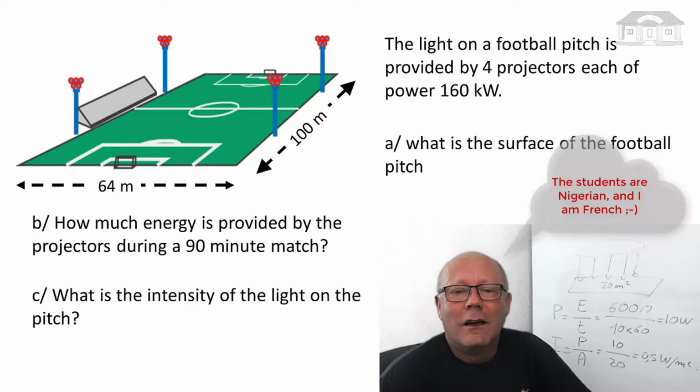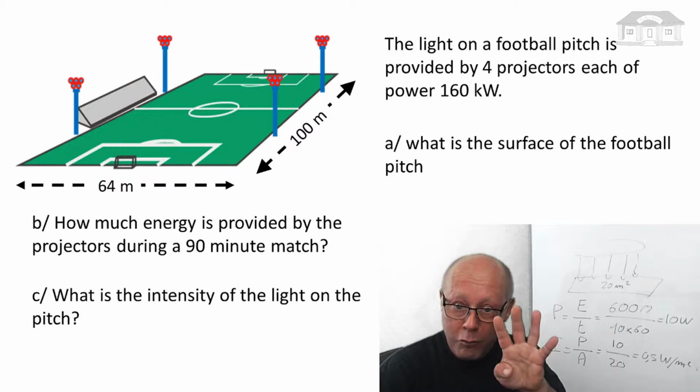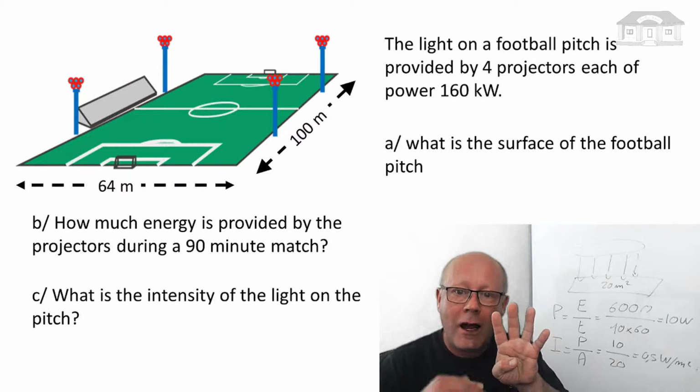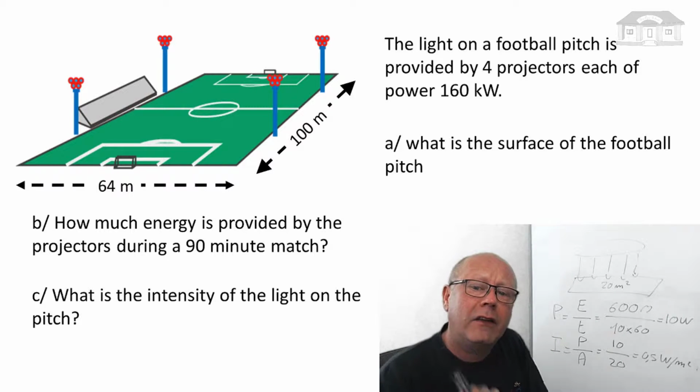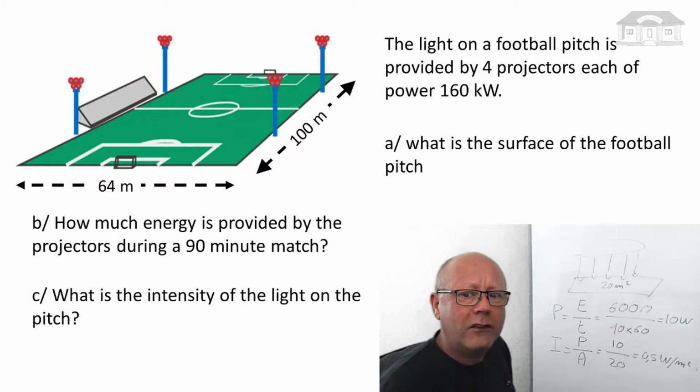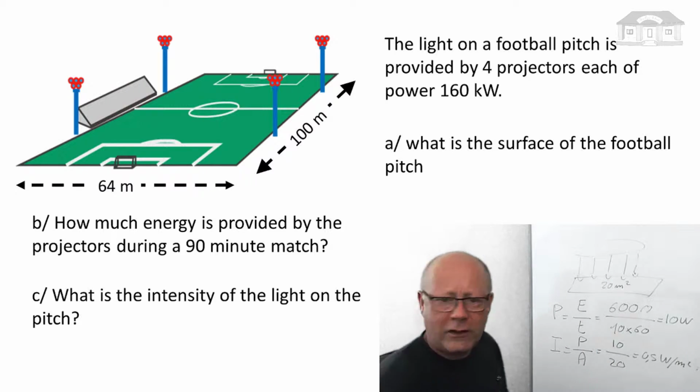So, the light on a football pitch is provided by 4 projectors. There are 4 projectors, and each projector sends 160,000 joules per second. So when I mean 160,000, I'm talking about 160 kilowatts. So let's review this a little bit, the units. You had a question last time.